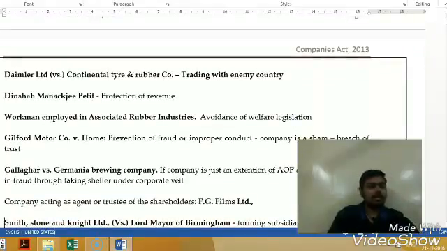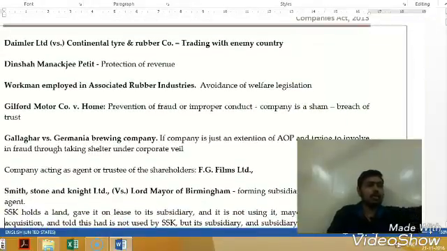Then we studied Dinshaw Maneckjee Petit. Dinshaw Maneckjee Petit is for tax evasion. We studied that they lifted the corporate veil. Dinshaw started so many companies, no? So he transferred his investments to them.